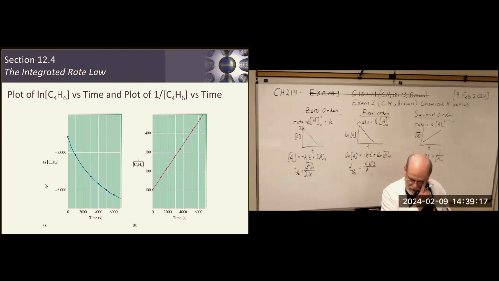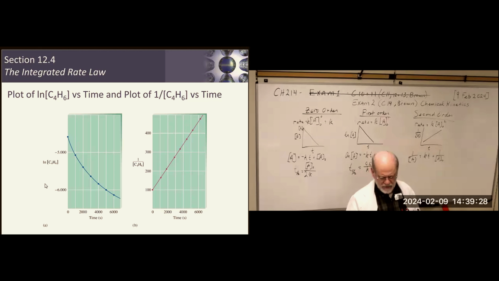And this is what a conversion looks like for this particular decomposition. No, that's butane, excuse me. No, that's not even butane. What is that? It could be butene or butane, I don't know. Anyway, when you plot the reciprocal, you get that straight line.